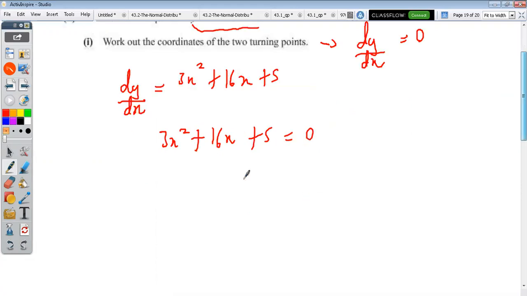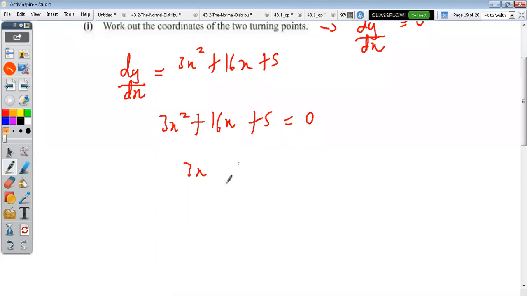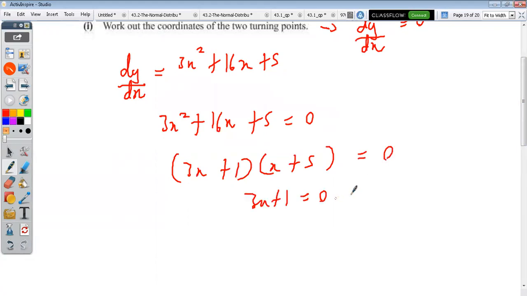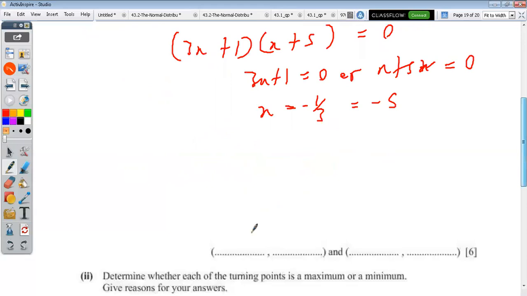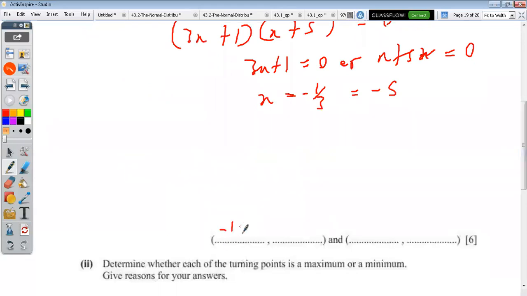Let's see if we can factorize it first. Looks like it can be factorized. So, (3x plus 1)(x plus 5) is equal to 0, which means 3x plus 1 equals 0, or x plus 5 is equal to 0. So it means x is equal to minus a third straight away. Take the 5 the other side, or minus 5 like this. So I now know one of them is minus a third. I now know the other one is minus what?